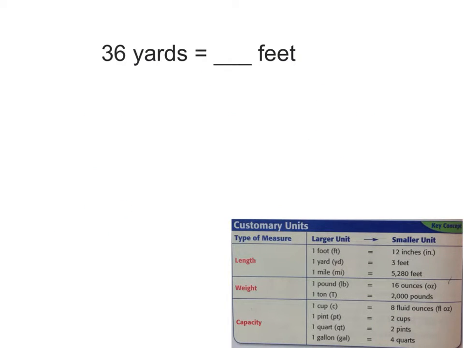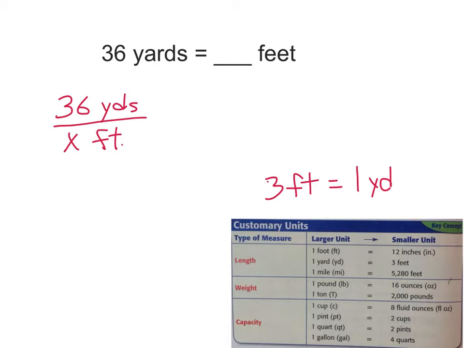In this one here I'm going to convert 36 yards to how many feet? So again I start with 36 yards, I'll abbreviate that YDS, equals, I'm going to use X because I don't know the number of feet, and I'll put FT for feet. Now you might know that there's 3 feet in 1 yard, or you might have to look down in that chart there to find here's 1 yard equals 3 feet. Okay, so there's 3 feet in a yard.